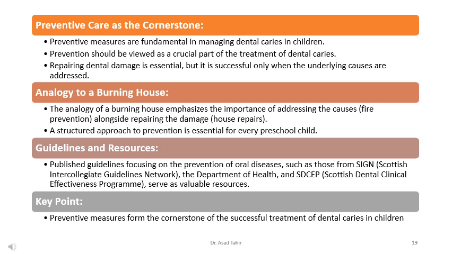Structured prevention. Just like we have fire prevention plans for houses, we need a structured approach to prevention for every child. This means regular brushing, eating healthy foods, and visiting the dentist regularly.